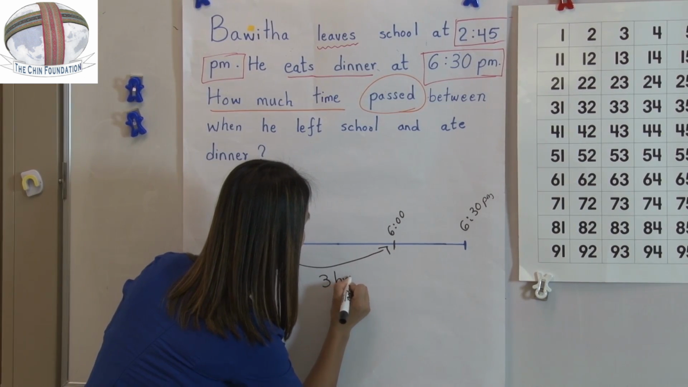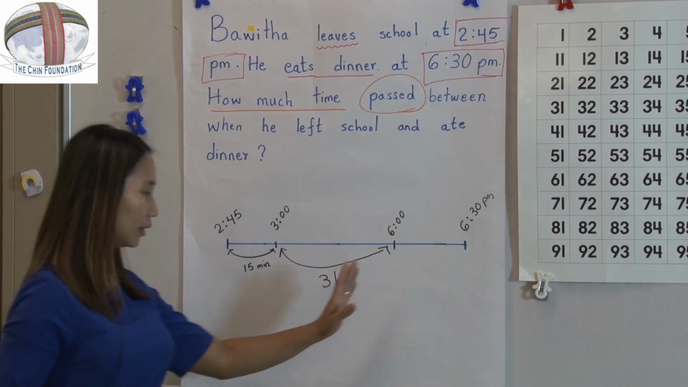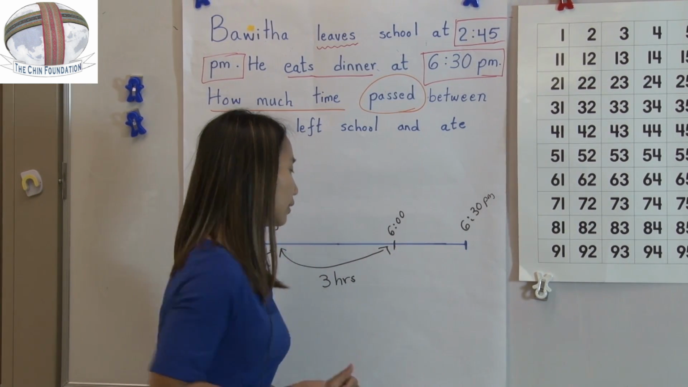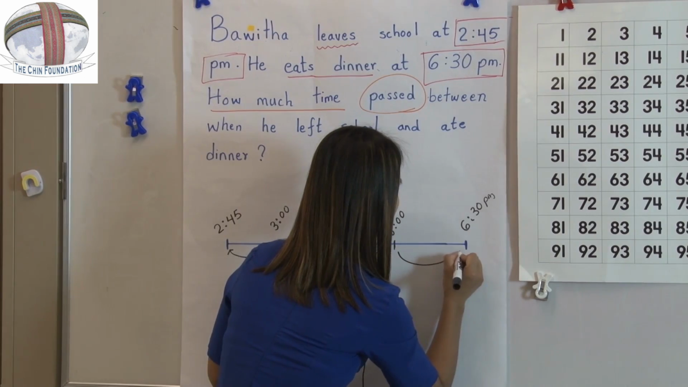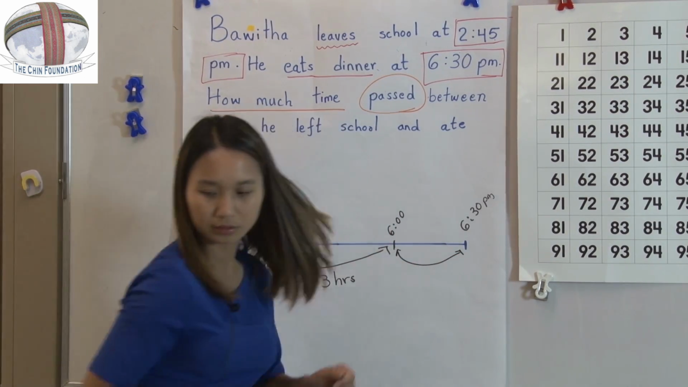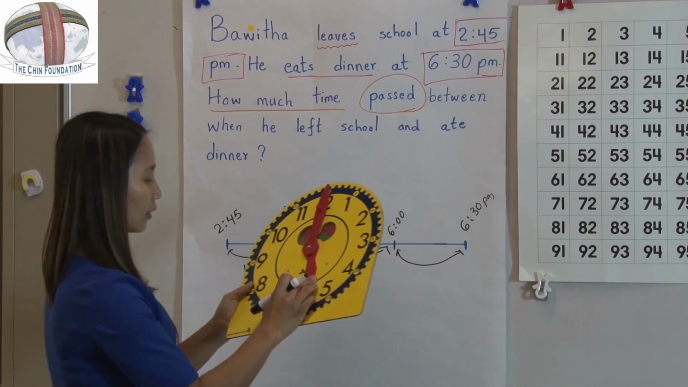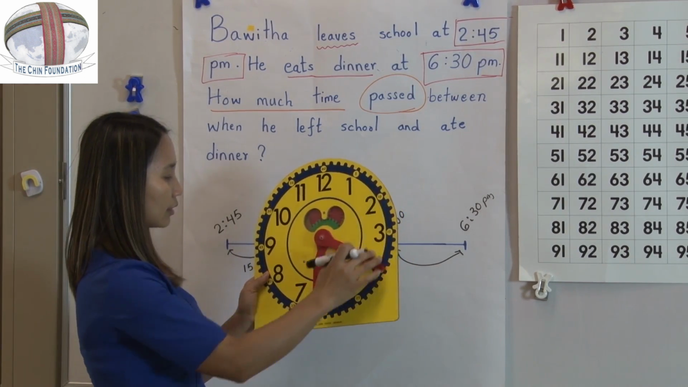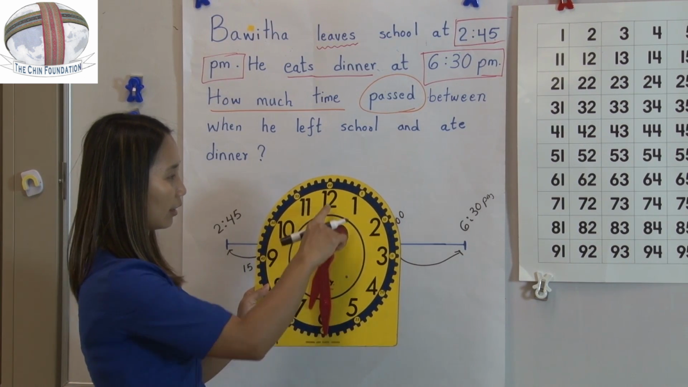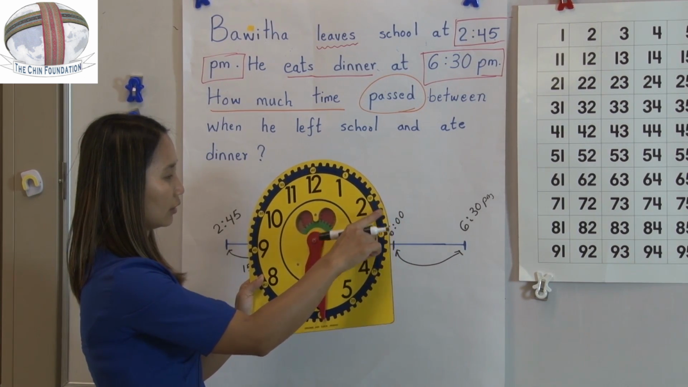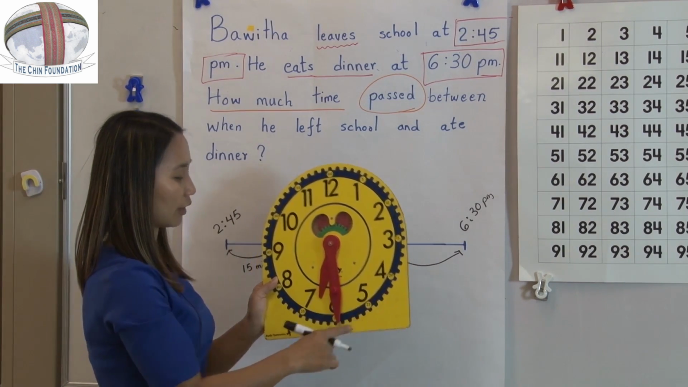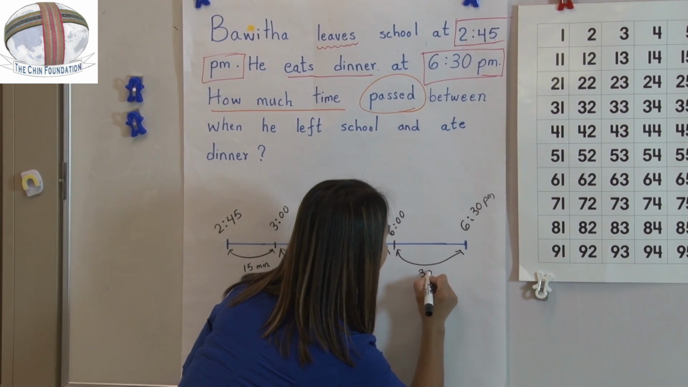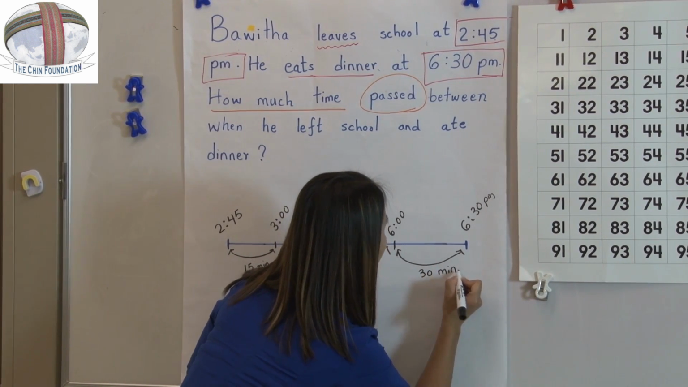3 hours. Okay? Now I'm not finished yet. I need to figure out the time from 6 to 6:30. This is 6 o'clock. 6 to 6:30 takes 5, 10, 15, 20, 25, 30. It takes 30 minutes. Now I'm not finished yet.